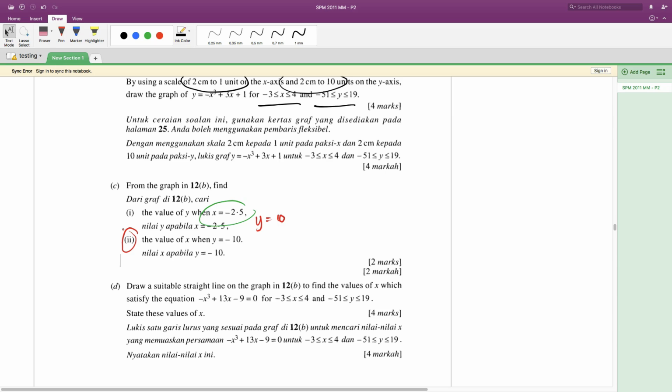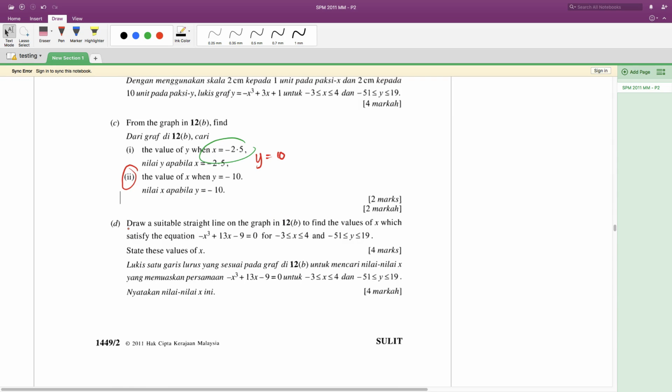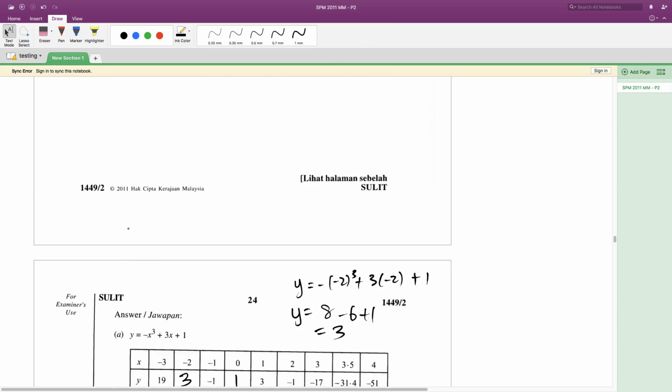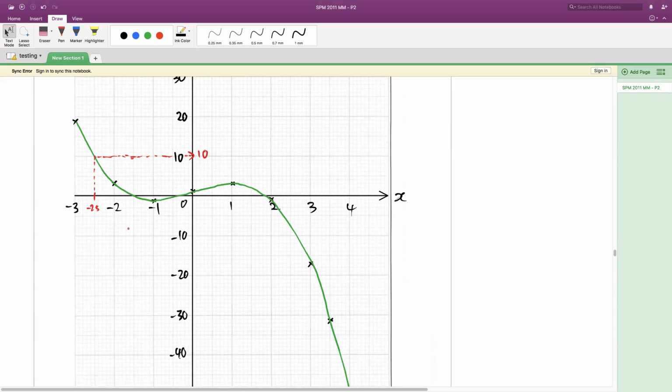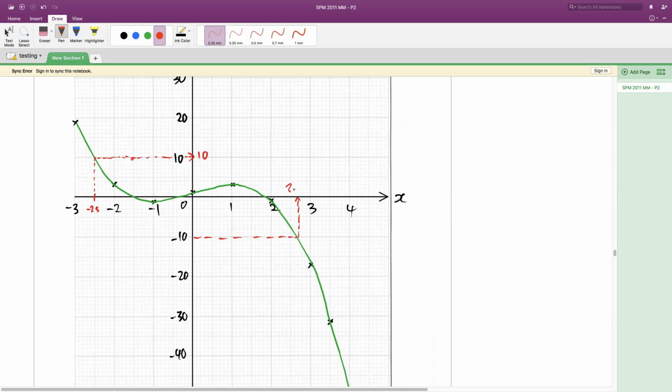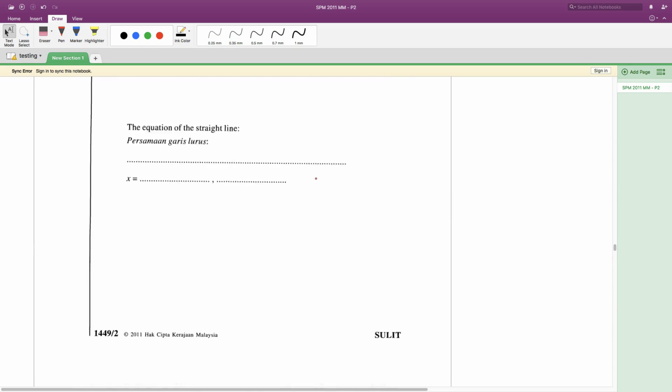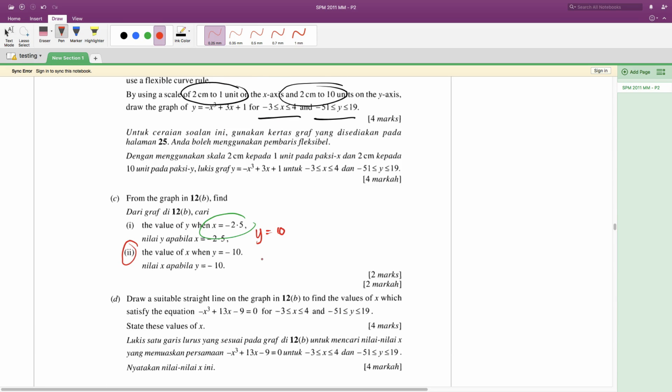For the second part, ask you to find x when y equals to negative 10. Y is negative 10. Negative 10 is here. So you're going to move this one until you touch the line. And then you connect it to the top here. I think it should be 2.7. Okay, so it should be 2.7. Yeah, then I just write my x equals to 2.7.